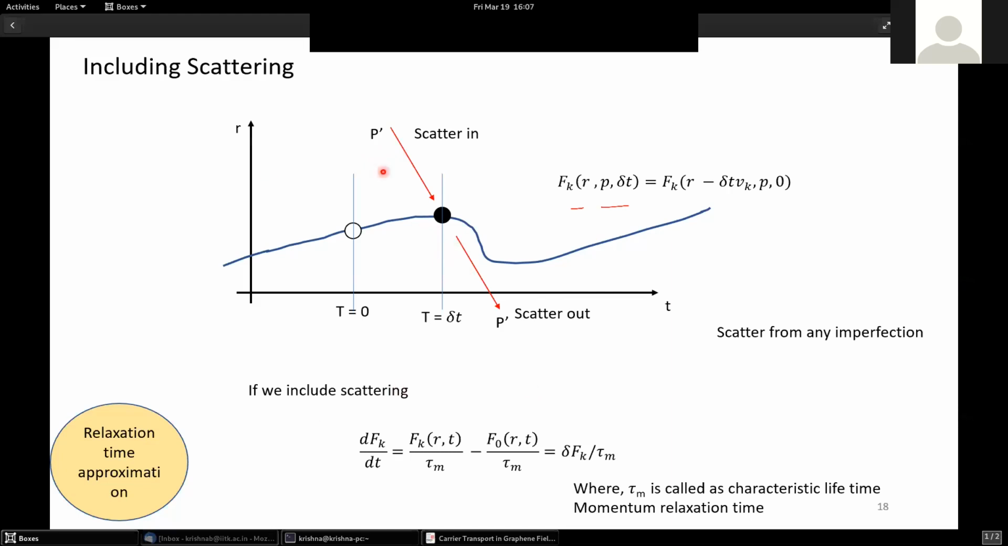So in case you include scattering in the Boltzmann equation, you can write that the change in the occupational probability of the electron with a wave vector k can be given by an addition of an electron which scattered in minus an electron which scattered out. Here we use an approximation, tau m, which pushes a lot of things under the rug. We will deal with one such thing in detail today. This tau m is called the characteristic lifetime or momentum relaxation time. One can actually calculate this if you know the most dominant scattering behavior, and that's something we will talk about today.